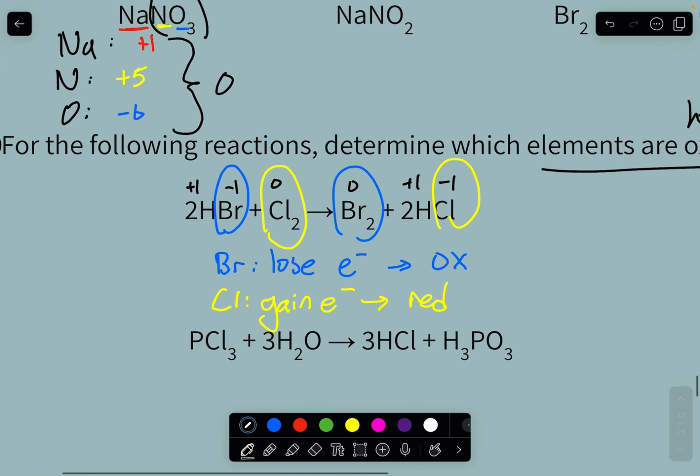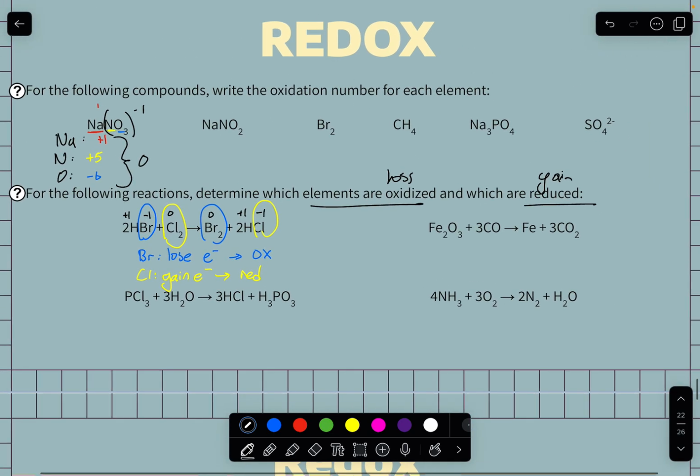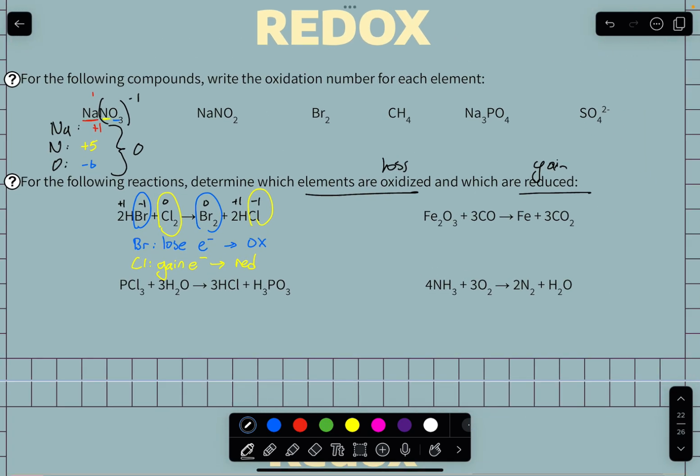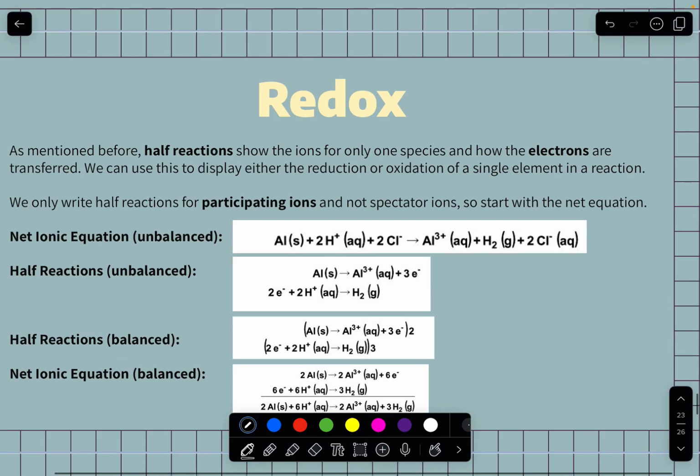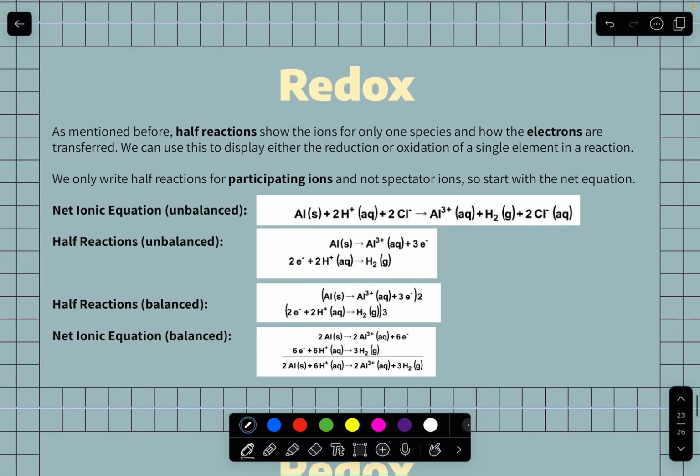Okay, so that's how you determine if things are oxidized or reduced. I want you guys to work through the rest of these, figure out which elements are oxidized and which ones are reduced there. There's one where nothing is oxidized or reduced. So be careful with that, okay? But for the other two, there will be something oxidized and something reduced. Okay. So with redox reactions, remember we talked about half reactions. We'll talk about it here in a minute. This is when we're going to talk about it.